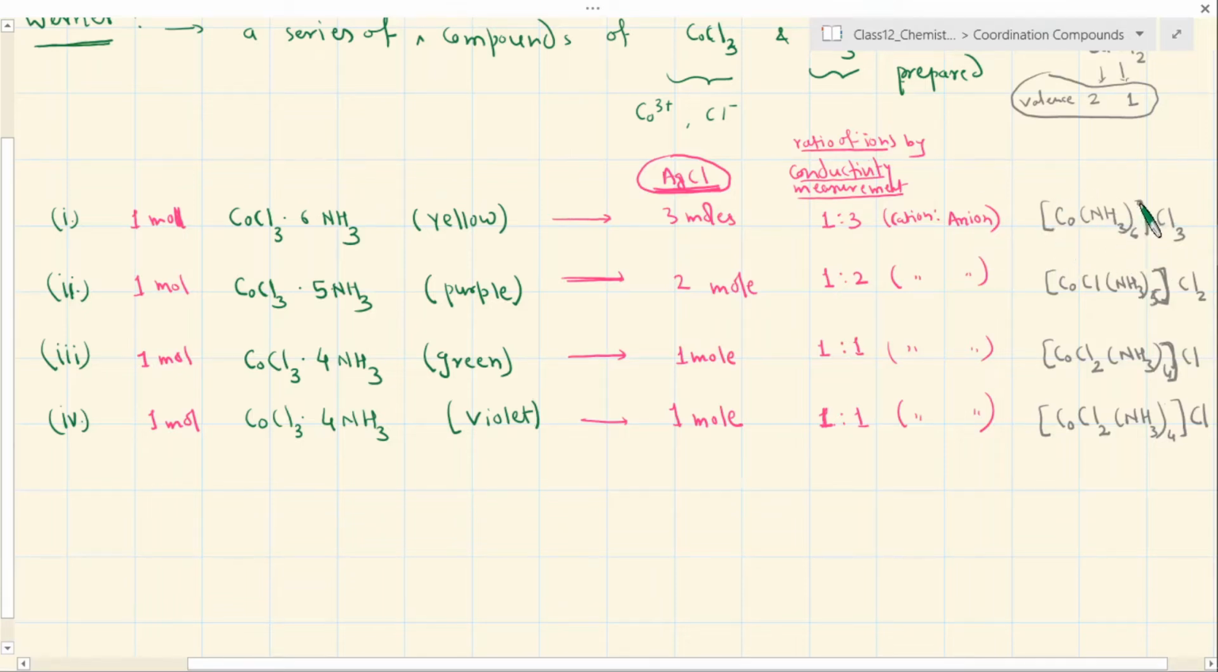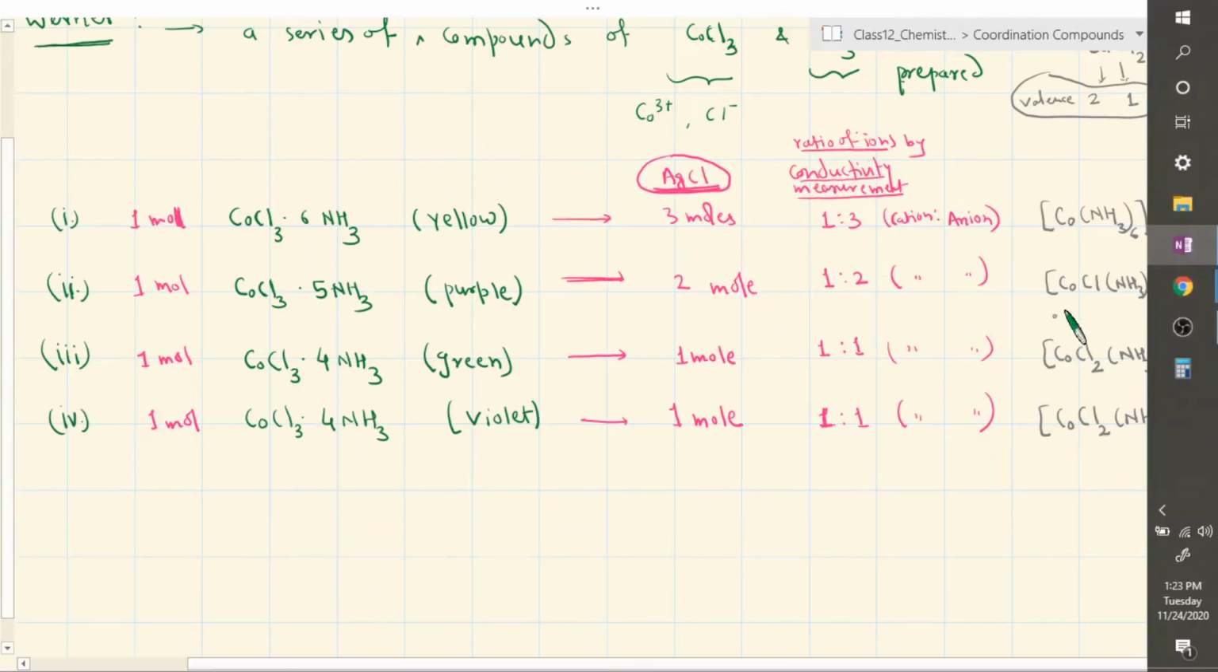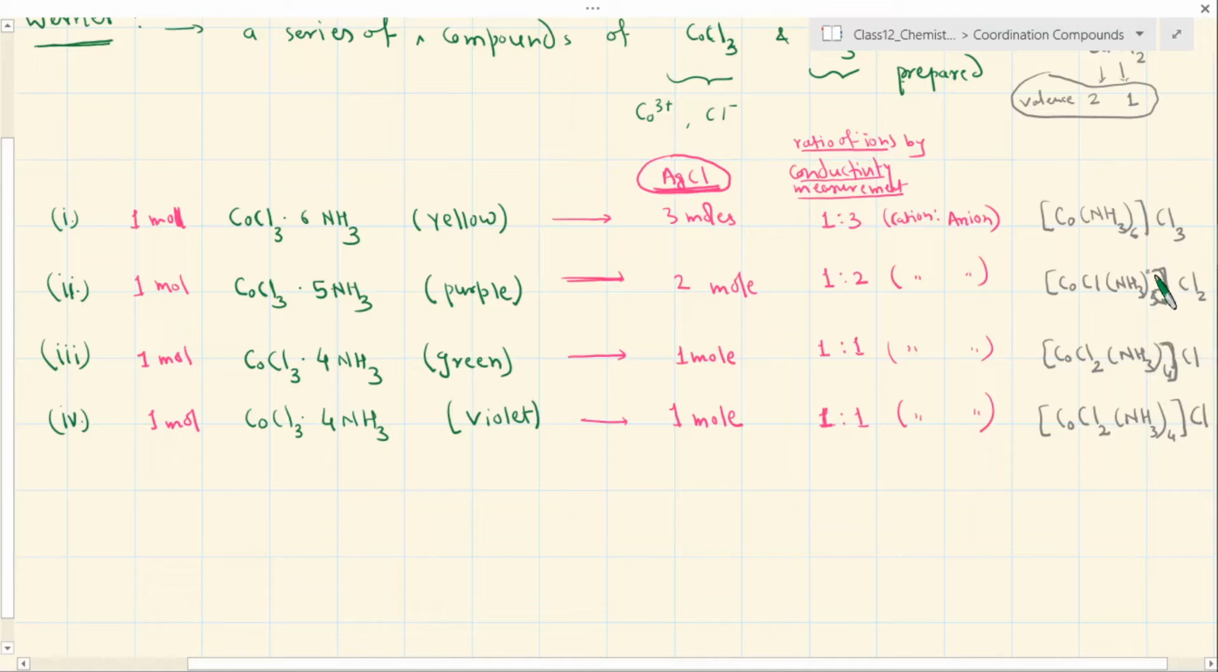This whole thing is like one cationic species, and the counter ions are chloride ions. So there are 3 chloride ions, and the whole of this carries a valency of 3 plus. If you look at this one, there are 2 chloride counter ions, so there are 2 Cl minus, and this whole carries a valency of 2 plus.